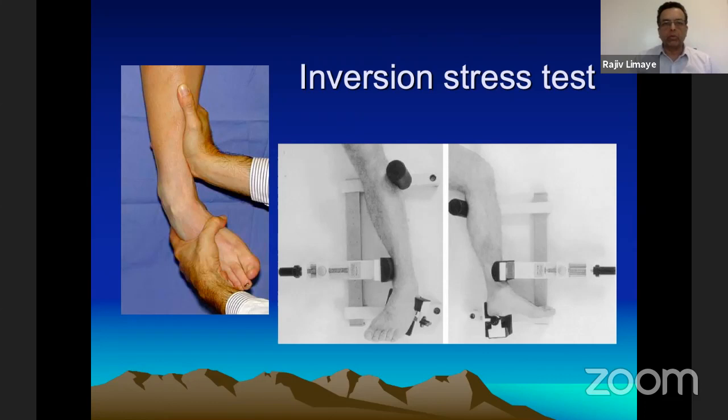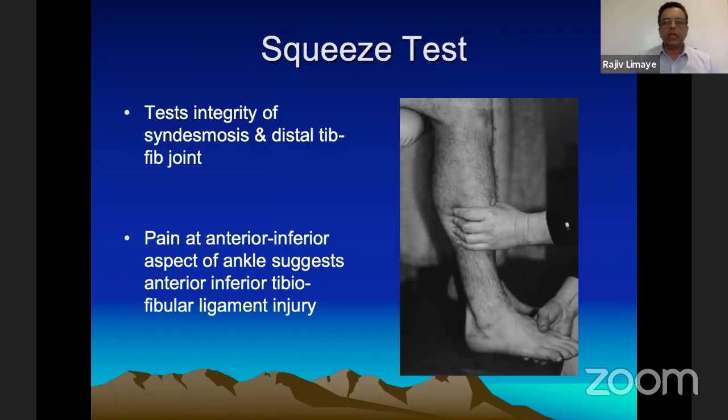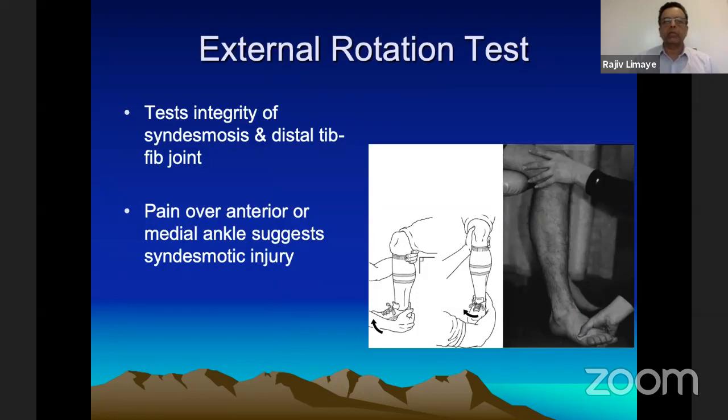The third important test is the squeeze test. As you can see, if one squeezes the calf and the pain is down into the syndesmotic region, then it generally indicates a syndesmotic tear. However, the external rotation test is also an important test for instability of the syndesmosis. This is done with the patient sitting on the edge of the couch and the foot forcibly externally rotated like this, giving thereby pain in the syndesmotic area down here.